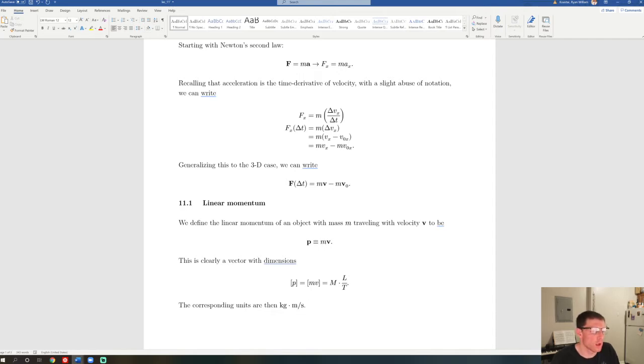And so that's it, right? That's really it for momentum. I mean, we're definitely going to talk more about it and work some examples, but it's just the mass times the velocity vector.